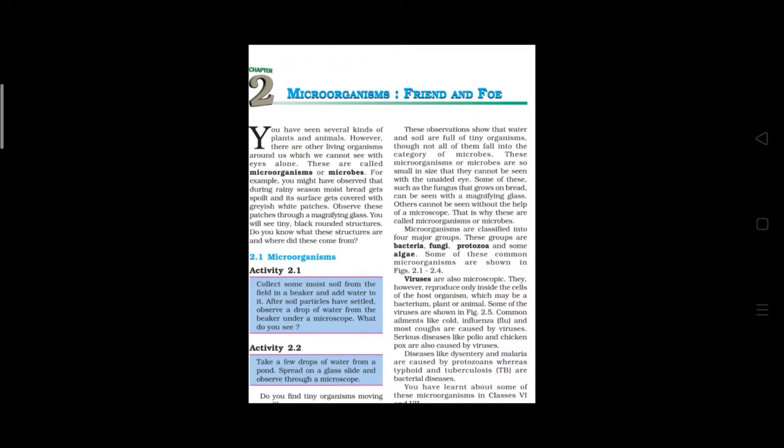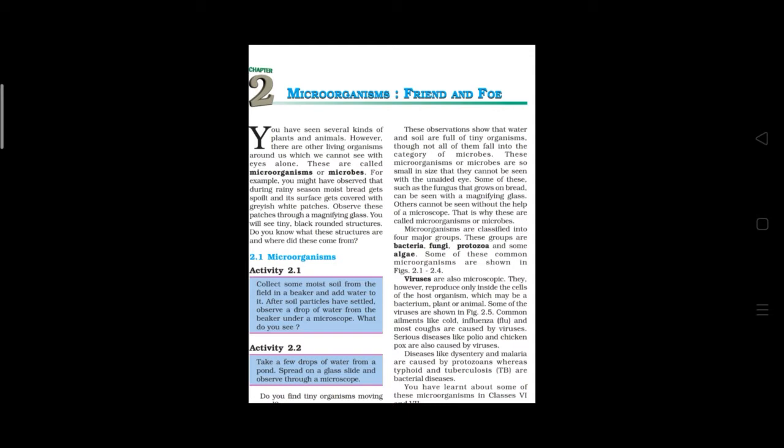Chapter 2: Microorganisms, Friend and Foe. You know the meaning of friend. And what do you mean by foe? Foe means enemy. So, here microorganisms can act as a friend and an enemy.